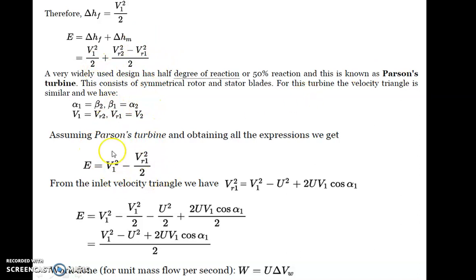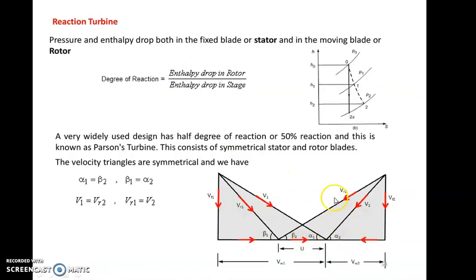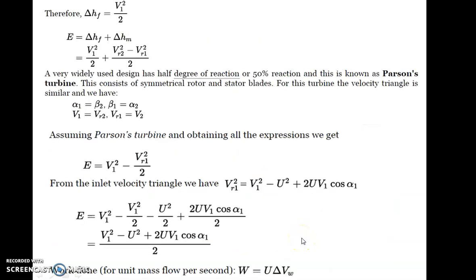VR1 squared by 2, so the energy will be, if you simplify again from the velocity triangle, this VR1. What is VR1? If you apply the cosine rule between V1 and U, the angle between them is alpha 1. So VR1 squared is nothing but V1 squared minus U1 squared plus 2 times V1 U1 into cosine of alpha 1. Okay, so this is the cosine rule.